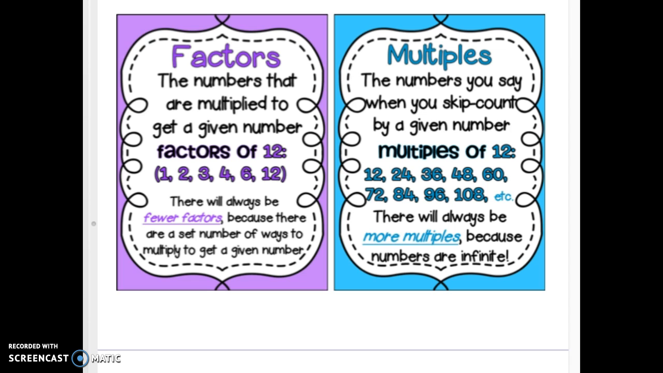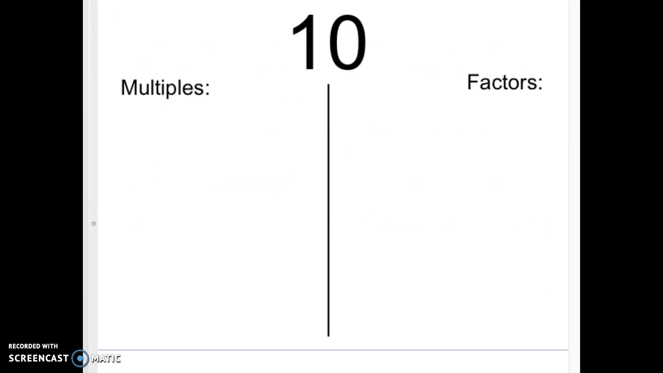So this page kind of sums it up. Factors are numbers that are multiplied to get a number, and multiples are the numbers you say when you skip count by a number. There's always going to be more multiples because numbers are infinite and they go on forever. There's not as many factors because there's only a certain set number of ways that you can multiply to get a number. So I'm going to do an example with the number 10.